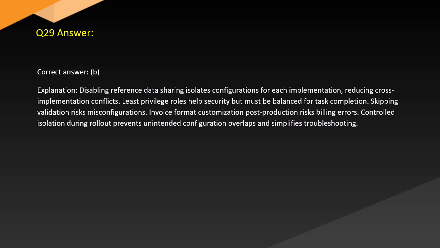Answer. Correct answer: B. Explanation. Disabling reference data sharing isolates configurations for each implementation, reducing cross-implementation conflicts. Least privilege roles help security but must be balanced for task completion. Skipping validation risks misconfigurations. Invoice format customization post-production risks billing errors. Controlled isolation during rollout prevents unintended configuration overlaps and simplifies troubleshooting.